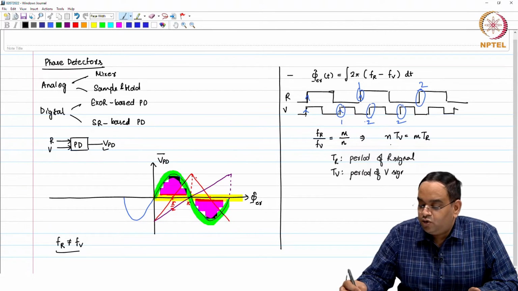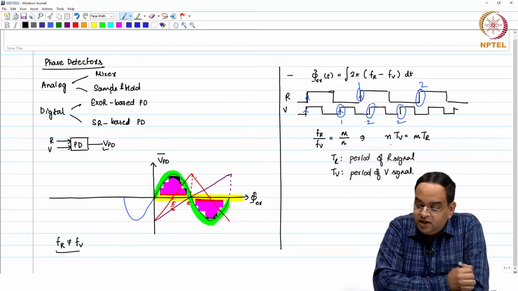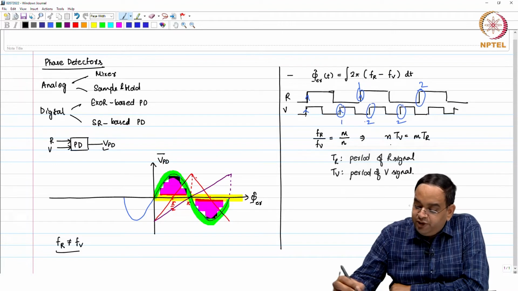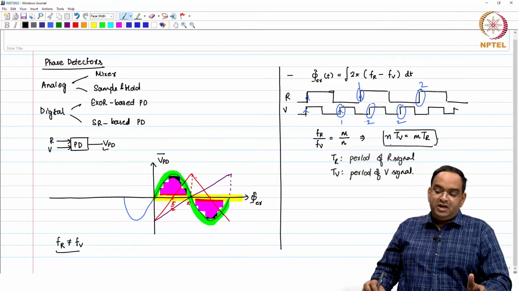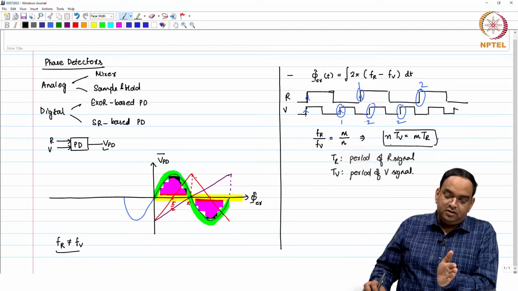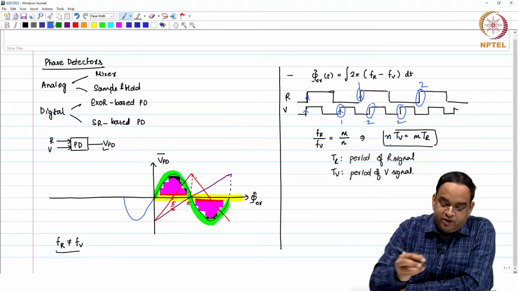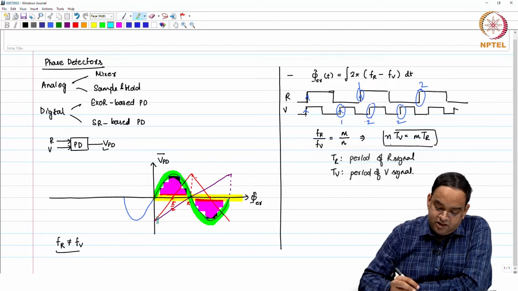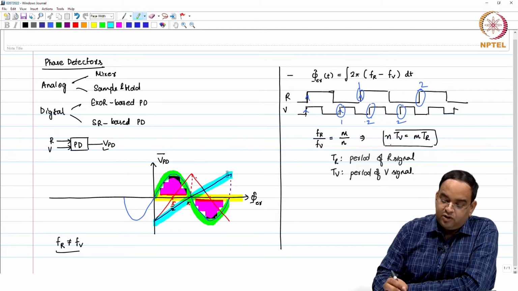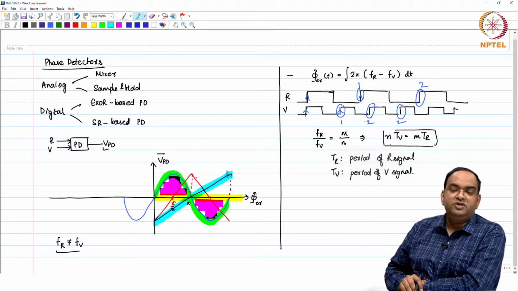Okay. So, by writing this ratio FR over FV as M over N, what I have told you here is that N times TV period is equal to M times TR period, and after that this is going to repeat. And when you see this over N times TV period or M times TR period, you will see that you are actually spanning the whole curve. You will actually span this whole curve over a given period of time. That time is equal to N times TV or M times TR.